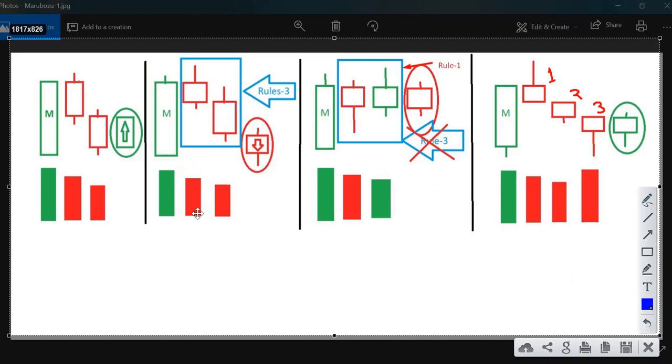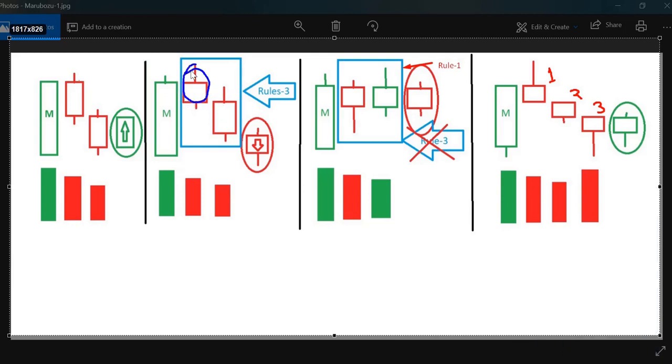Now again, what happened? Now this time sellers in this area, in this candle, who shows their volume?